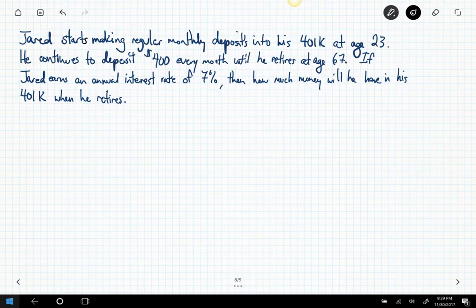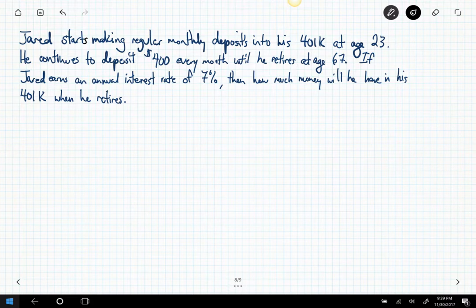Now, $400 every month may sound like a lot of money right now, but when you think about it, that's $4,800 a year. And hopefully, if you come out of college, you're making pretty decent money, and that's not a big chunk of change in terms of the percent. You're not talking 20% even, hopefully, of your original job. So let's see what happens.